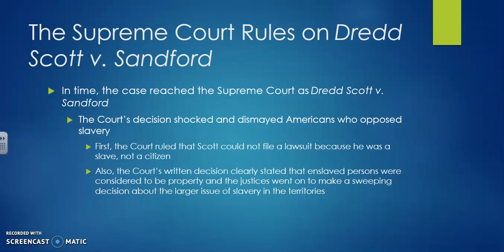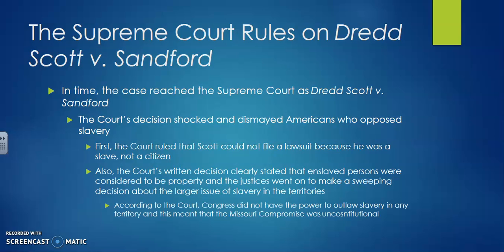Also, the court's written decision clearly stated that enslaved persons were considered to be property, and the justices went on to make a sweeping decision about the larger issue of slavery in territories as well because of this case. So, two things have happened so far. Dred Scott is not a citizen, he is a slave, therefore he cannot sue. Second, the written decision says that slaves are property, not people. Third, according to the court, Congress did not have the power to outlaw slavery in any territory, and this meant that the Missouri Compromise was therefore unconstitutional.